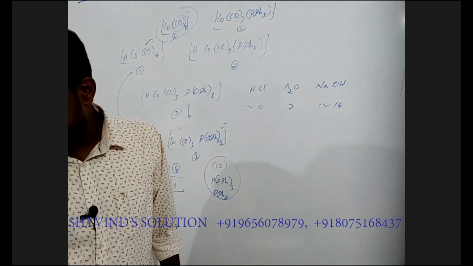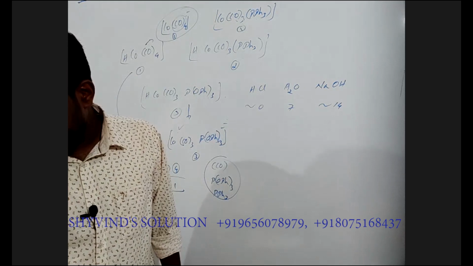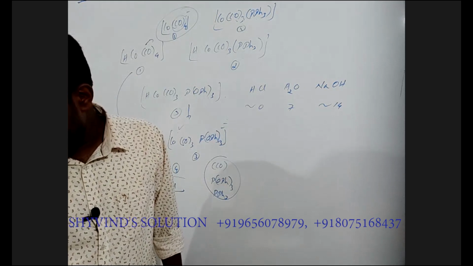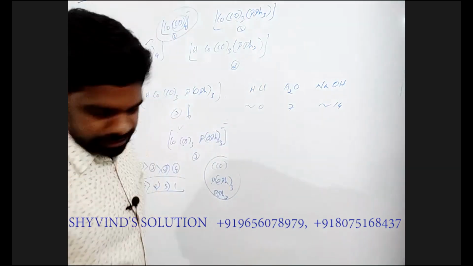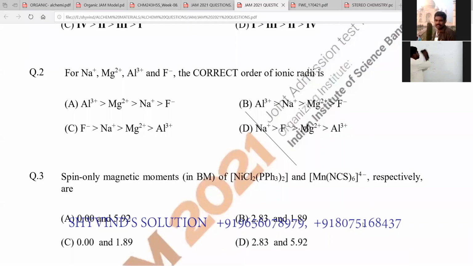Now let's discuss question number 2. So this is question number 2. You can see it. For Na+, Mg2+, Al3+, and F-, the correct order of the ionic radii is. This is the second question.